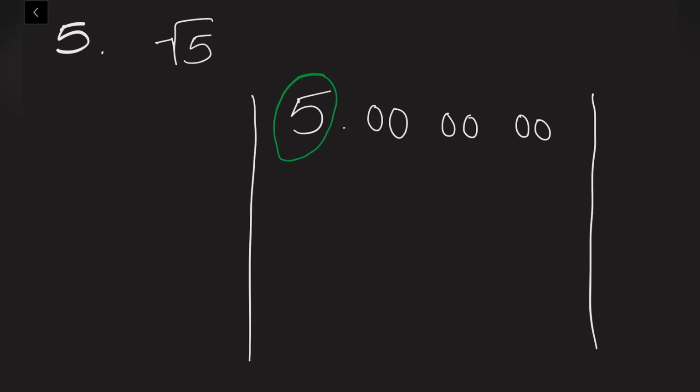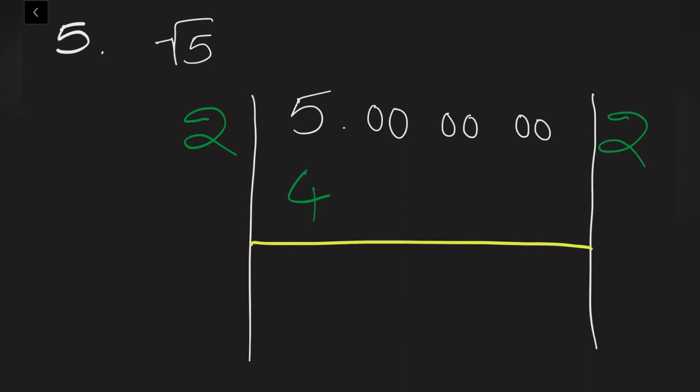Now the first number before the decimal is 5. Is 5 a perfect square? Obviously no. Then what is the perfect square before 5? That is nothing but 4. So 2 2s are 4. Do subtraction. 5 minus 4, 1. Here the decimal is there, so keep that decimal here. Drop 2 zeros at a time. Every time we need to drop 2 zeros at a time in this method.